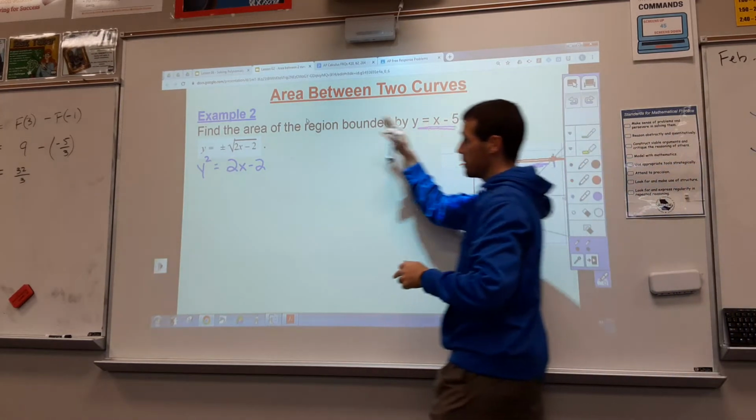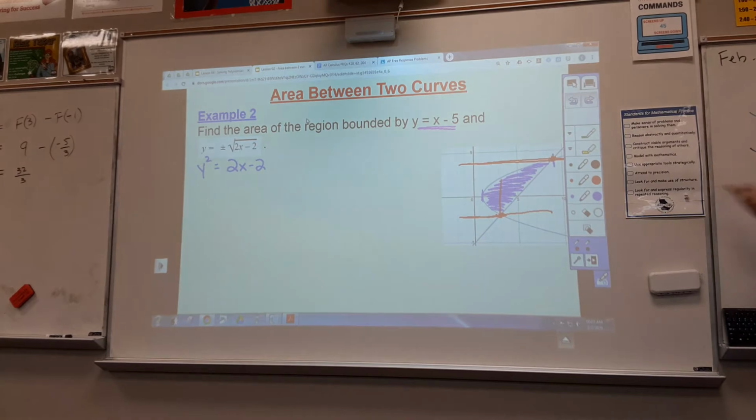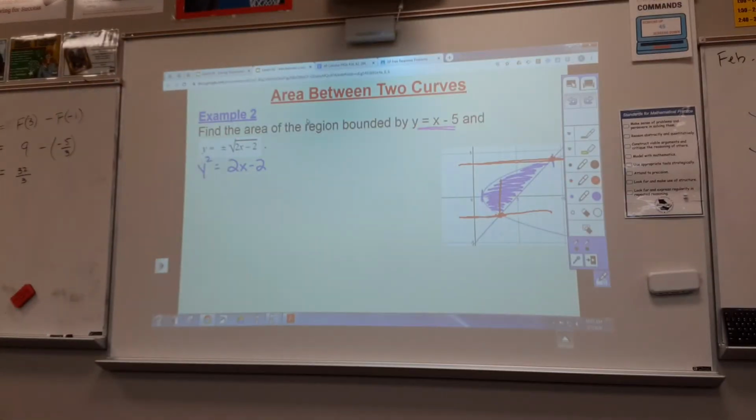And so if we're looking at the y values, then that means we have to use the y values, which means these functions have to be in terms of y. Here, this is in terms of x, this is in terms of y. So we have to rewrite both of them.